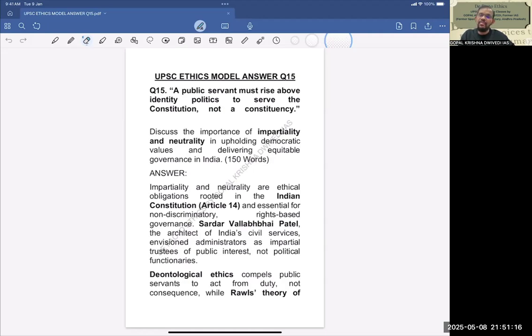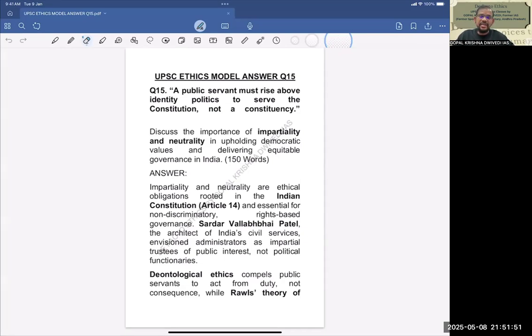Now, since the number of words given is very small, I mean 150 words, you cannot keep expanding unnecessarily. You cannot waste your words. So let us see what the answer can be. First, we will have to define impartiality and neutrality, and how this is important to civil servants. We will have to give some live examples also, and accordingly our answer will be written. So I will just tell you what the model answer can be along with these points.